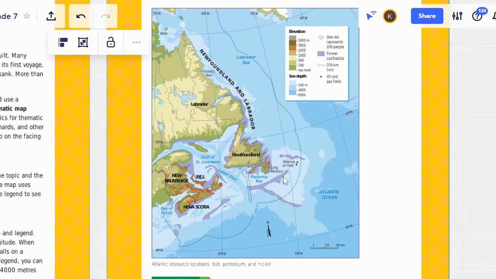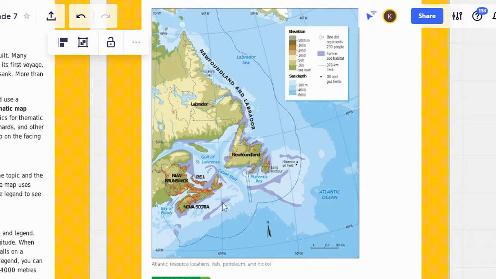And then the other thing here to mention, the black dot, oil and gas fields. So we read in our book about the oil fields that were discovered. So that is shown there. And then we also read in our book about the nickel that was found. And that's up here in Voisey's Bay. Okay, so a lot of the things that we read about were found on here.